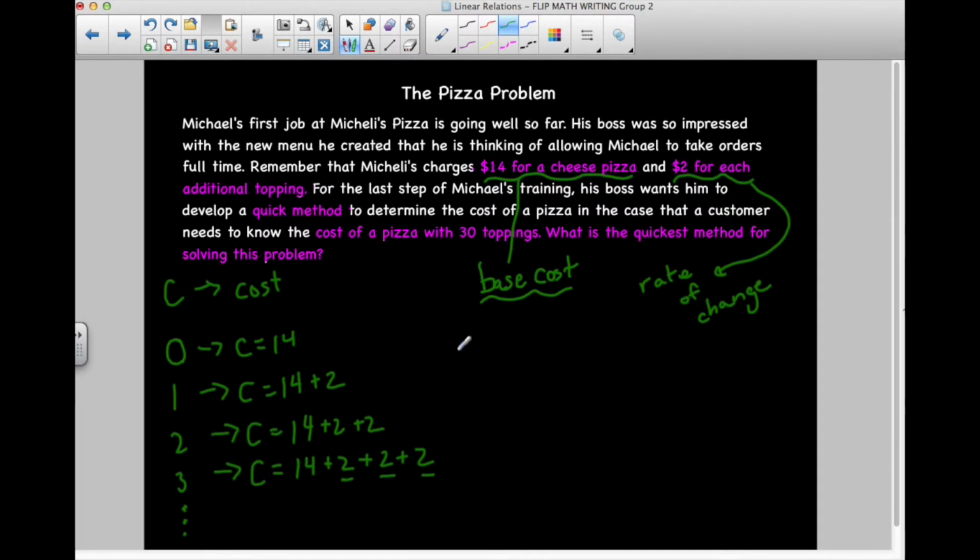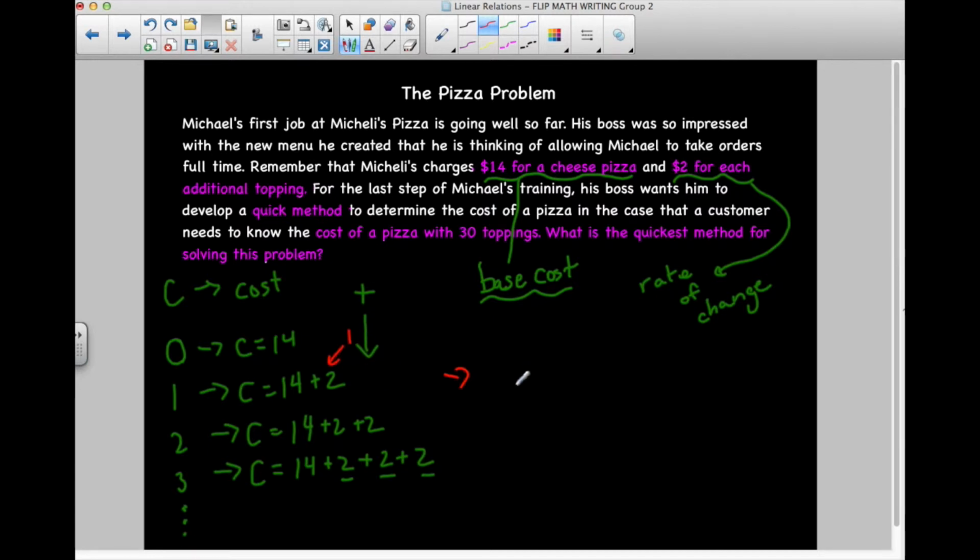So let's see if we can explore something that's a little bit different. Remember that our cost is getting bigger, so we have options here. We were using the method of addition. And because we're getting bigger, we can use addition, or we can maybe come up with a way to use multiplication in a way that's a little bit quicker. So let's see if we can explore that. So for a 1 topping pizza, 2 is the same as 2 times what number? Yeah, you're right.